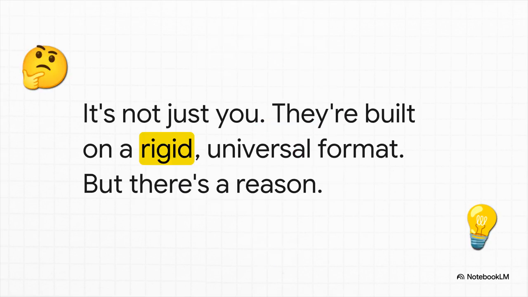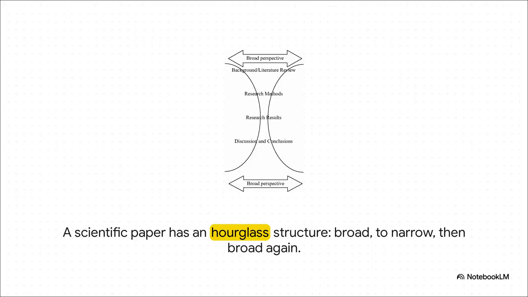But here's the thing. That rigid structure isn't there to confuse you. It's actually there to make things super clear. It's a system, a pattern. And once you see that pattern, everything just clicks. And the best way to picture that pattern is with this shape, an hourglass. A scientific paper starts out broad, then narrows down to a really specific point, and then broadens back out again at the end. Seriously, keep this image in your head. It's the key to understanding everything we're about to talk about.